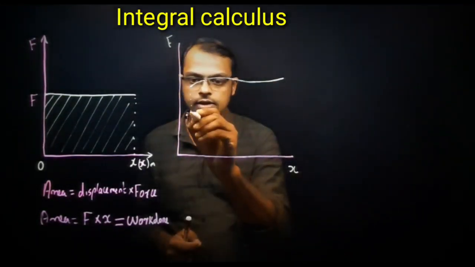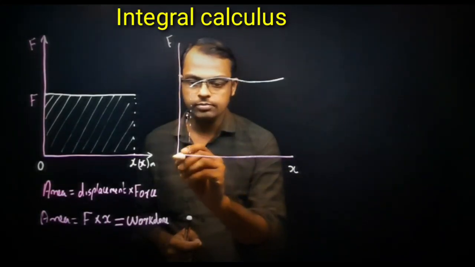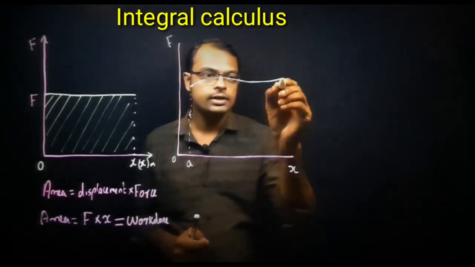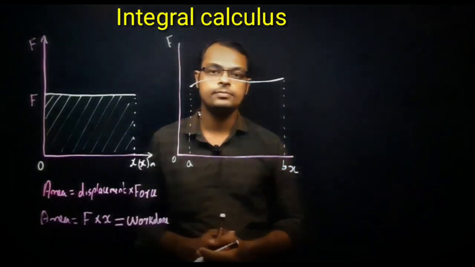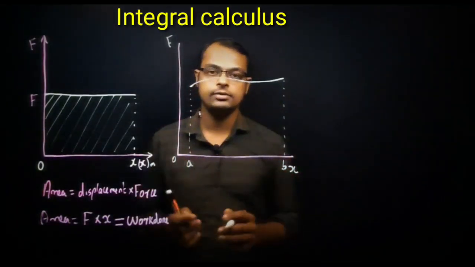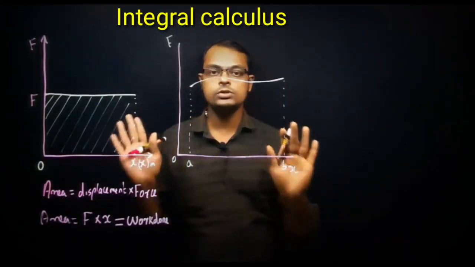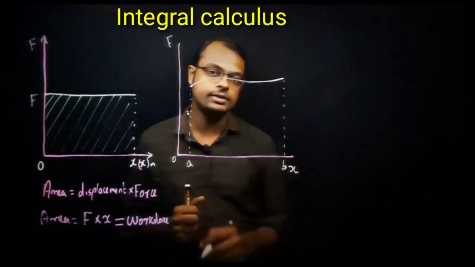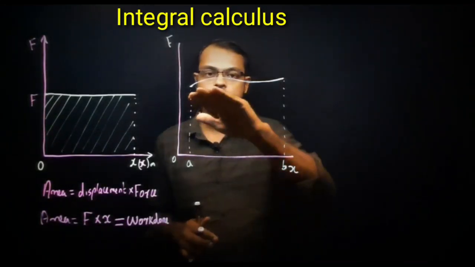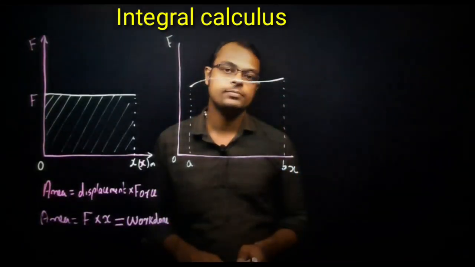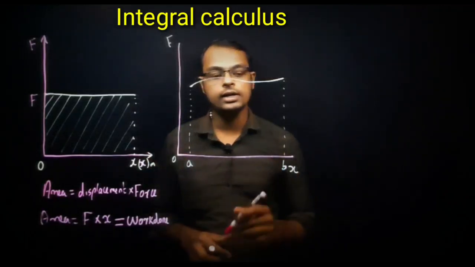See the initial displacement from the origin, say it as A. Now let's say the final displacement is B. Okay, the force is also varying. It is not a straight line graph. My question is, how do we calculate the area under the graph here? Is it easy to calculate the area under the graph? No, because there is no definite shape here. So what will we do to calculate the area?